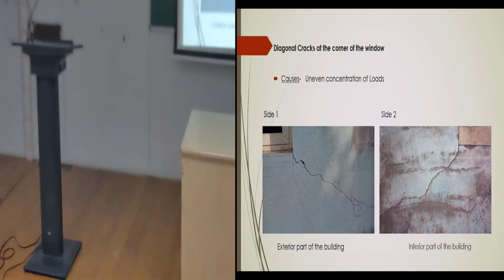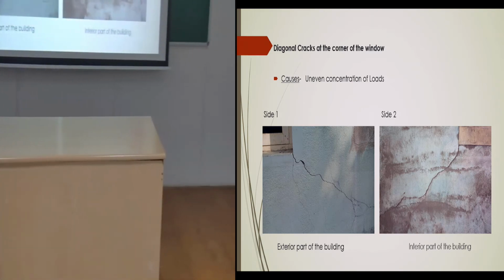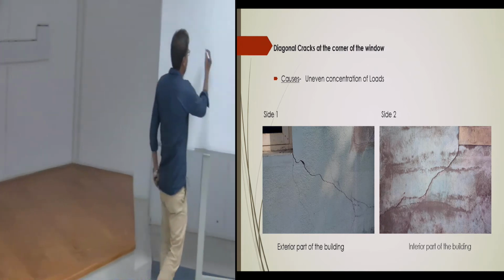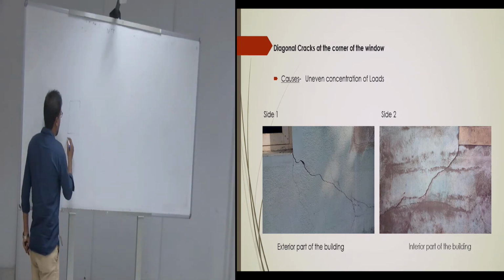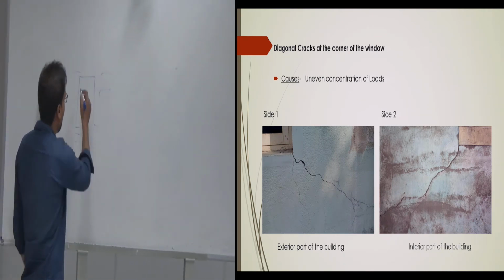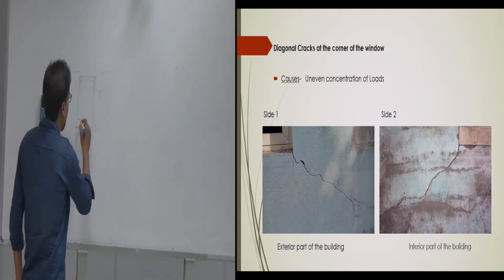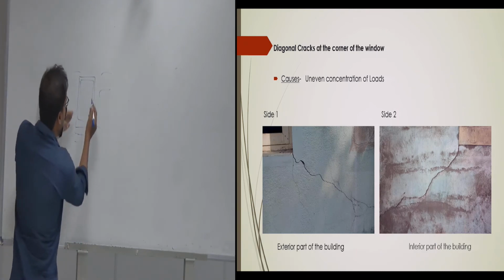Actually, what happens during... Use the blue one, it is better. There is a brick wall part. Actually, this is a wooden frame. Because of the thermal contraction and expansion, what happens? It moves like this.